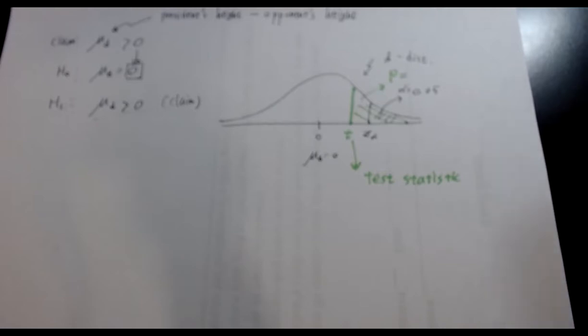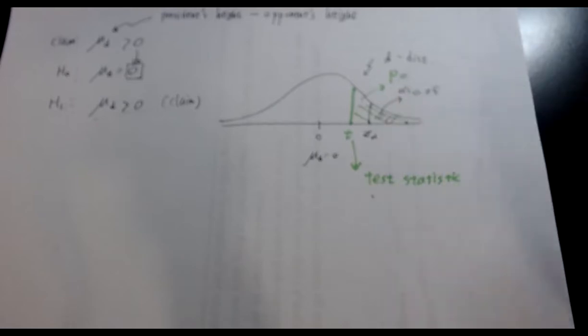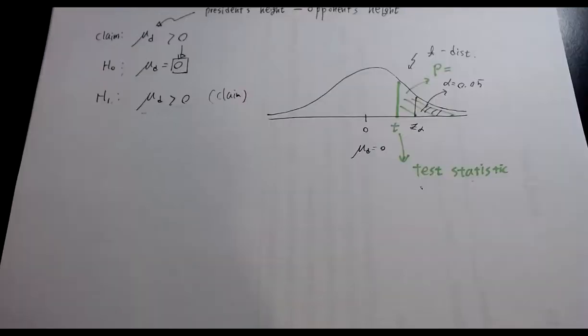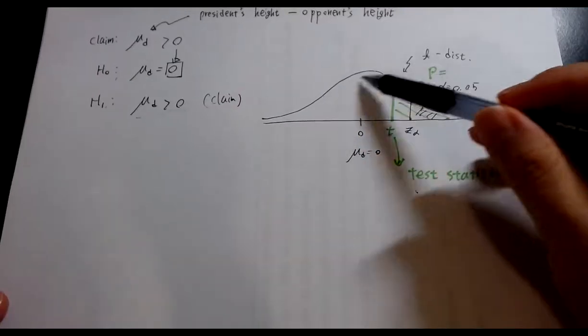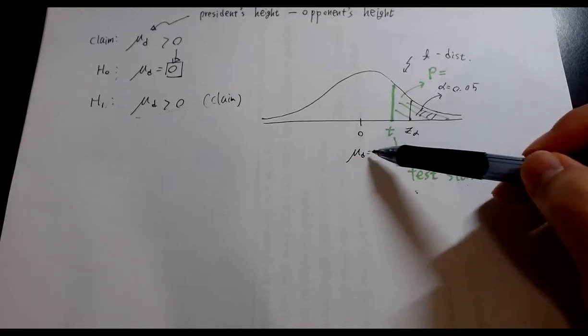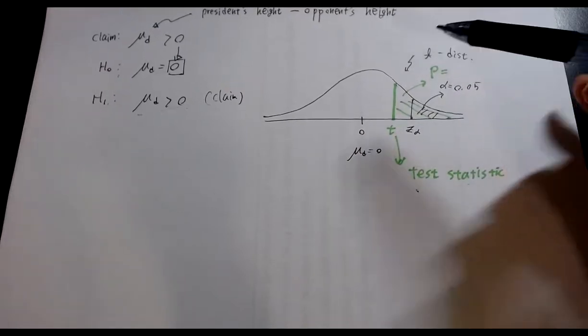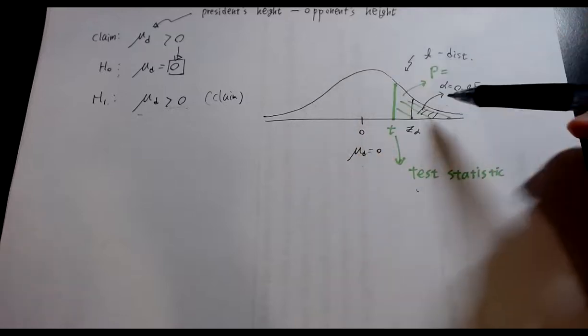So now we need to figure out the test statistic and p-value. Under the t distribution, 0 represents mu sub d equals 0, so we assume that the null hypothesis is true. Under that assumption, we have a t distribution.